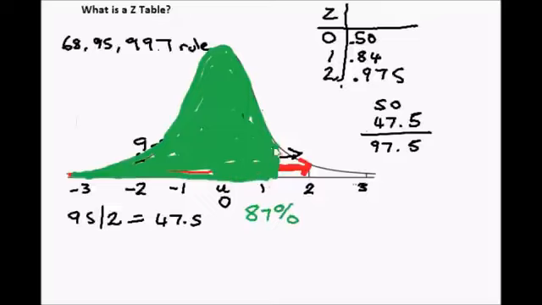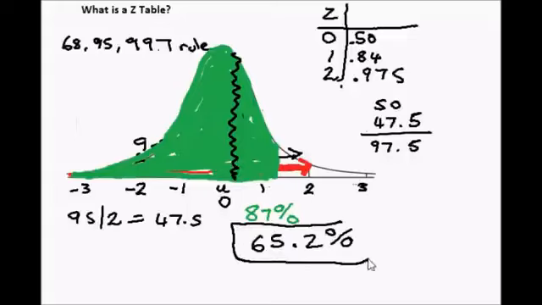Well, what if this was reversed? What if I wanted to know at what point on the graph will I find 65.2% of the data? Well, it's going to be less than 87. It's going to be approximately here, somewhere, I don't know where. But I can use the z-table to look up this 65.2 and find out exactly where this point is going to be.